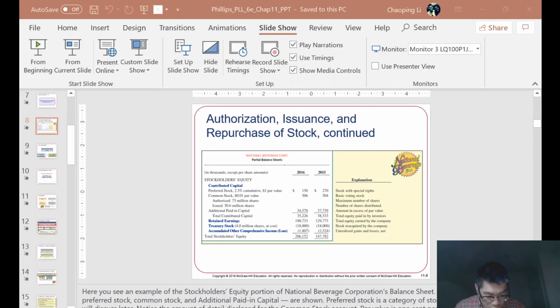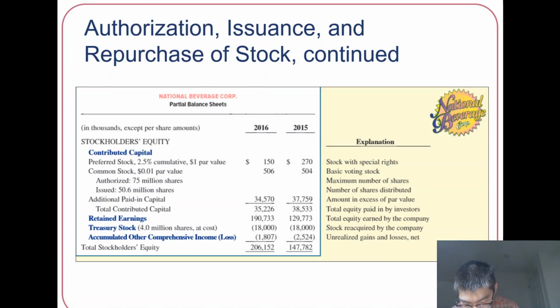You see here that under each section, under common stock, we have the par value, and we have authorized and issued. Authorized 75 million shares means the company has the right to issue 75 million shares in total. It doesn't matter how much value this company is worth, the company is authorized by the SEC to issue 75 million shares at most.